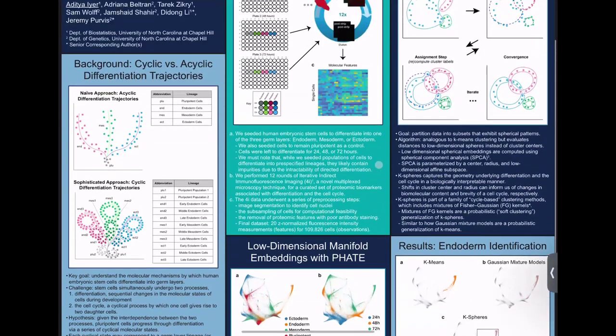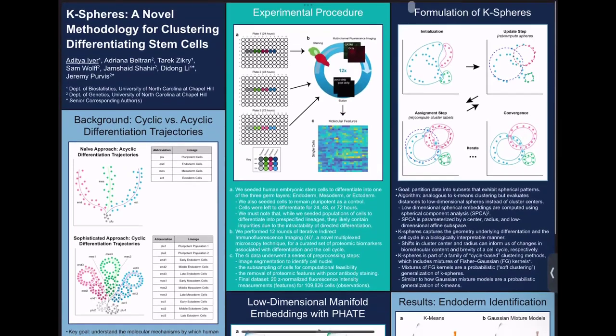Now on to the formulation of K-spheres. The goal of the method is to partition the data into subsets that exhibit spherical patterns. The algorithm to achieve this is similar to Lloyd's algorithm for k-means, as it contains a cluster initialization step, followed by a step that updates the parameters, and a step that reassigns the cluster label based on distance measures. This is repeated until convergence is reached. The key difference from Lloyd's algorithm is that K-spheres considers distances to low-dimensional spheres instead of distances to centroids.